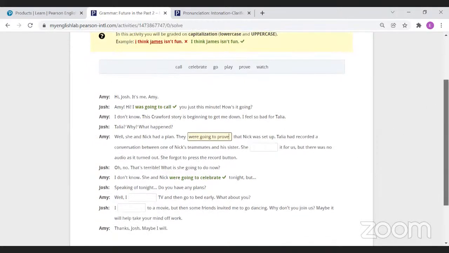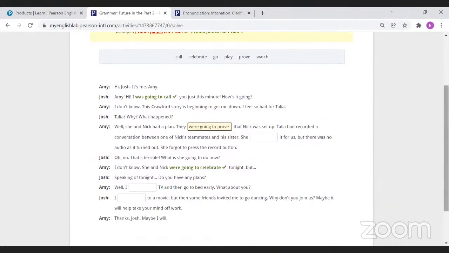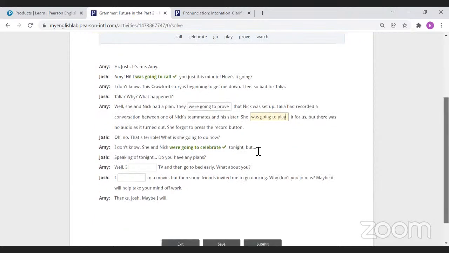Like this, teacher: they were going to prove that Nick was set up. Yes, that's great. Teacher, play or played? She was going to play it for us, right? Yes, was going to play, only the verb in base form. Always, okay?